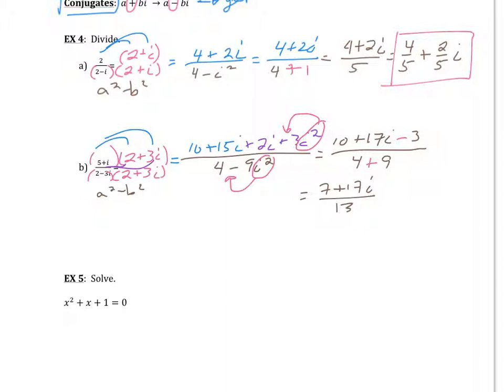Can I leave my answer that way? You have to split it into its fractional parts, and the real part has to go first. So we get 7 over 13 plus 17/13 i. That was awesome. Do not change them into decimals. That would be very bad.